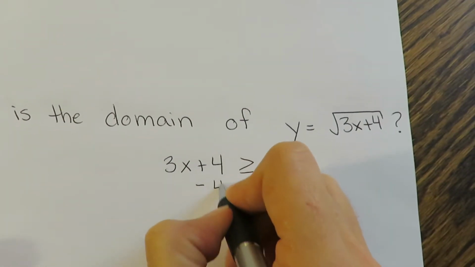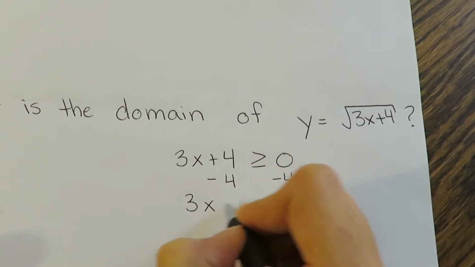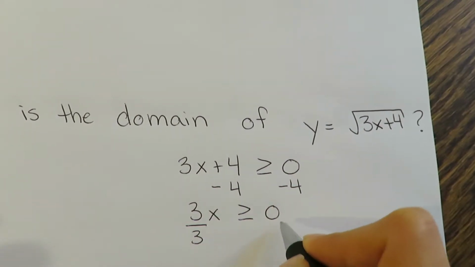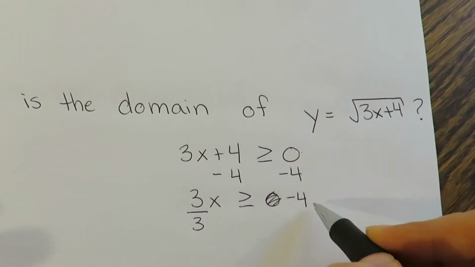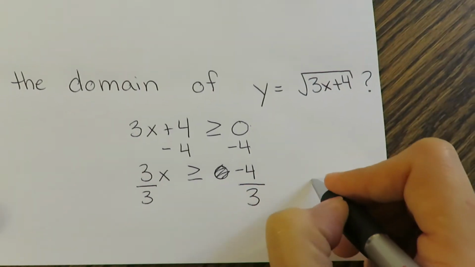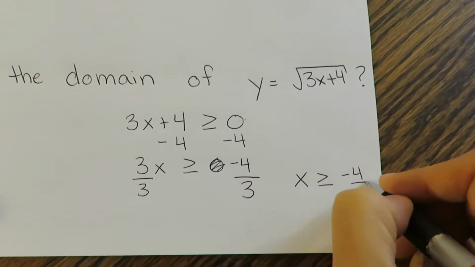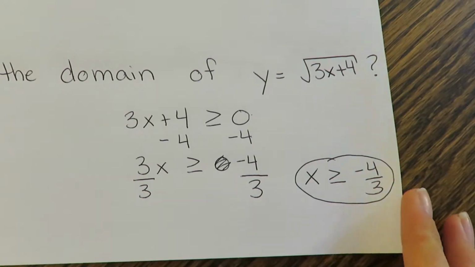So just like as if it was an equal sign, I can move the 4 over by subtracting 4. So I'll get 3x is bigger than or equal to 0. Oops, that should actually be negative 4. 0 minus 4 is negative 4. Divide both sides by 3. And I'm left with x has got to be bigger than or equal to negative 4 over 3. And that's my domain.